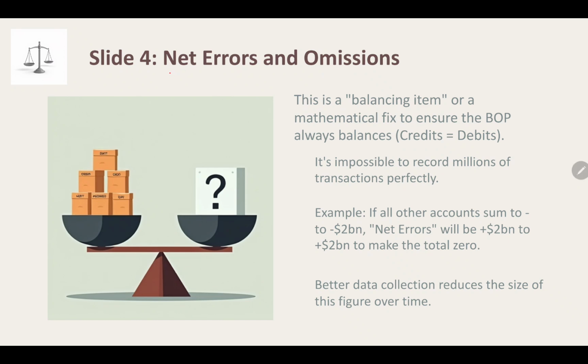Since the balance of payment includes the exports and the imports, receipts and payments, and it contains three components, there are chances of errors and omissions. So this is a balancing item, because if something is left, we include it in a balancing item, a mathematical fix to ensure the BOP always balances, meaning the credit side always equals the debit side. It is impossible to record millions of transactions perfectly, because in accounting there is always room for error.